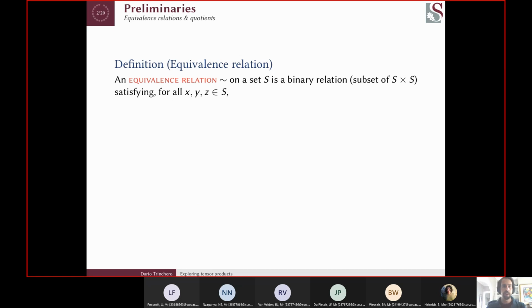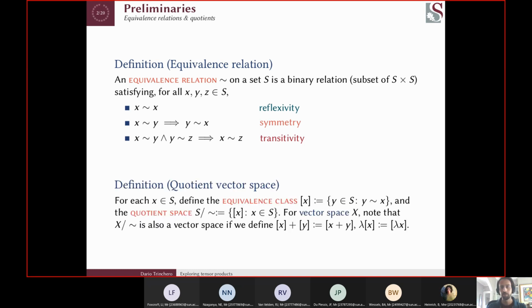Okay, one more thing I have to set up, in case you haven't seen it, is the idea of equivalence relations and equivalence quotients. So forgive me, there's a lot of exposition here, but I'm hoping that most of this is just background that you would have already seen.